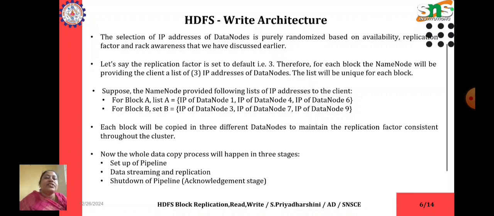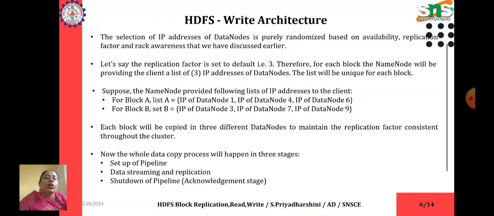Let's say the replication factor is set to default. Therefore, for each block, the name node will provide the client a list of 3 IP addresses of data nodes. This list will be unique for each block. For example, for block A, list A: IPs of data node 1, data node 4, data node 6. For block B: IPs of 3, 7 and 9. Each block will be copied to 3 different data nodes to maintain the replication factor consistency throughout the cluster.